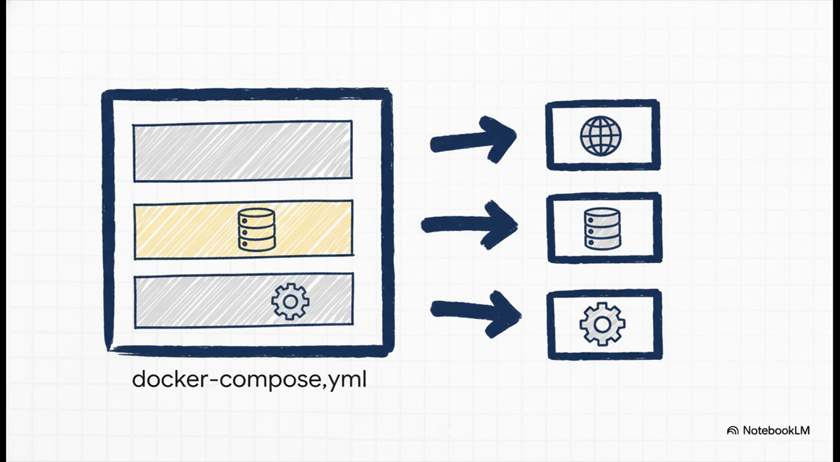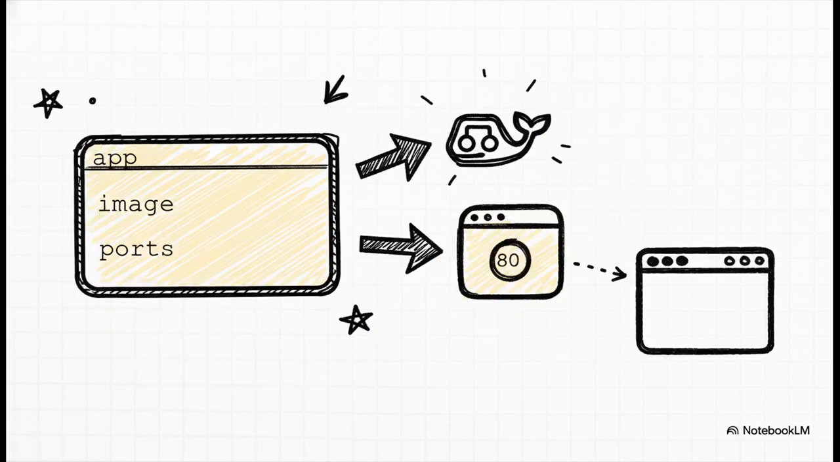So what's inside this file? Well, the most important thing you define are services. And a service is really just one piece of your application. So you'll have a service for your web app, a service for your database, and so on. Each service runs in its own container. Let's actually build one out right now.